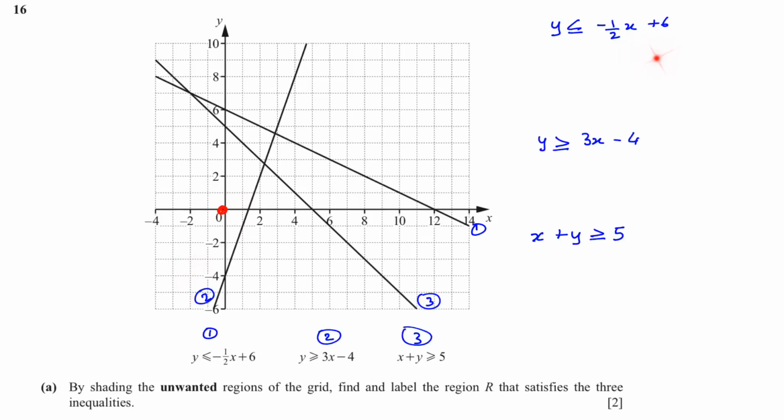In place of y and x, I'll substitute and check whether my inequality is true or not. 0 is more than or equal to 6. It's a wrong inequality, correct?